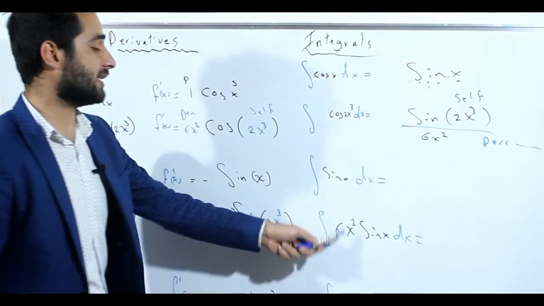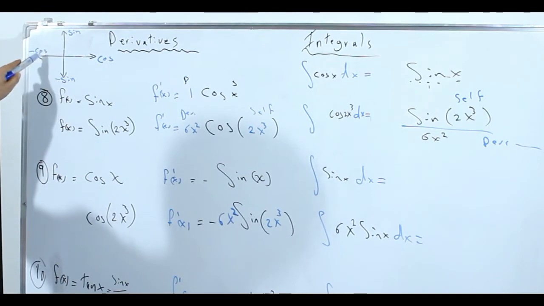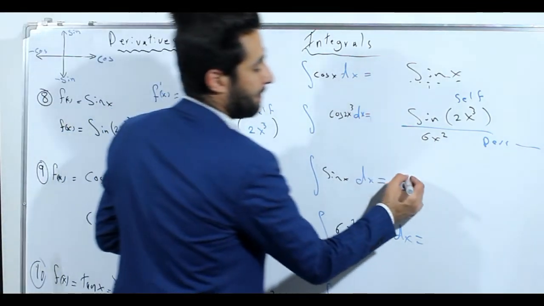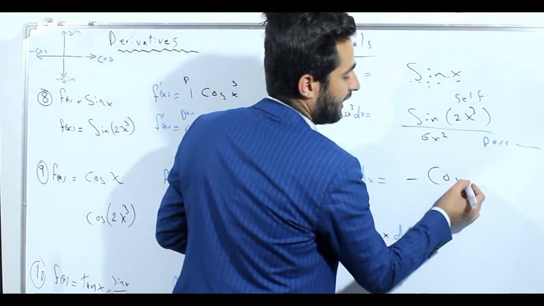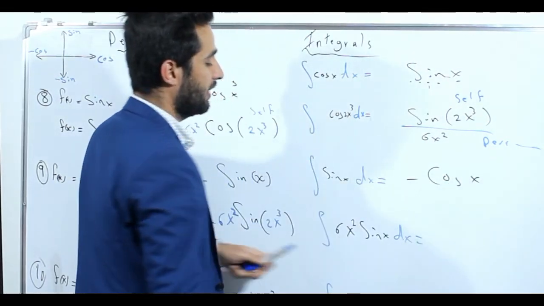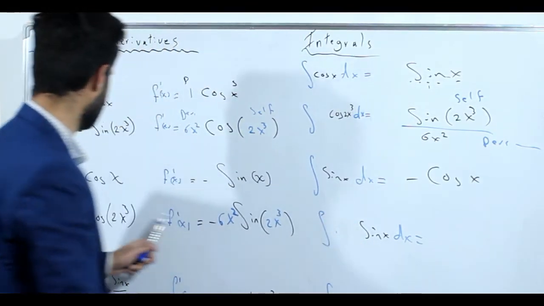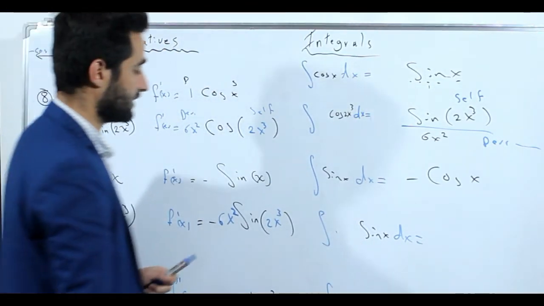Now let's go to sine x, and the integral of sine is what? Minus cosine. Minus cosine itself. The angle is itself, and its derivative is 1. How about this one? Or let's say we don't have this. If we have this, it becomes the same as the cosine 2x cubed.